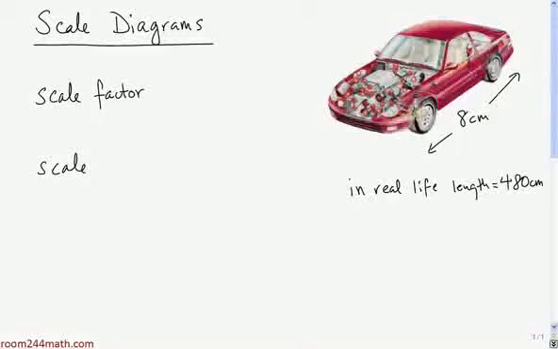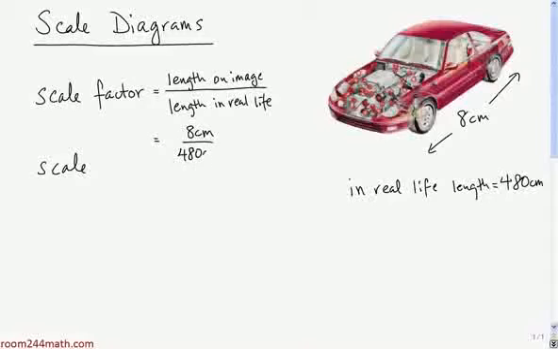So in order to calculate the scale factor, you simply take the length on the image and divide it by the length in real life. So for this particular one, we have length on the image is 8 centimeters, and the length in real life is 480 centimeters. Now, it's very important to make sure that the units are the same.